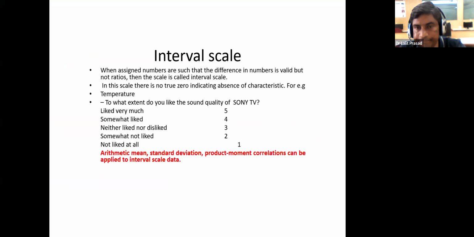What is it saying? When assigned numbers are such that the difference in numbers is valid but not the ratios. So here what it is saying? With the data, you can do identification, you can do ranking, and you can find out the difference also. But you cannot find out the ratio.